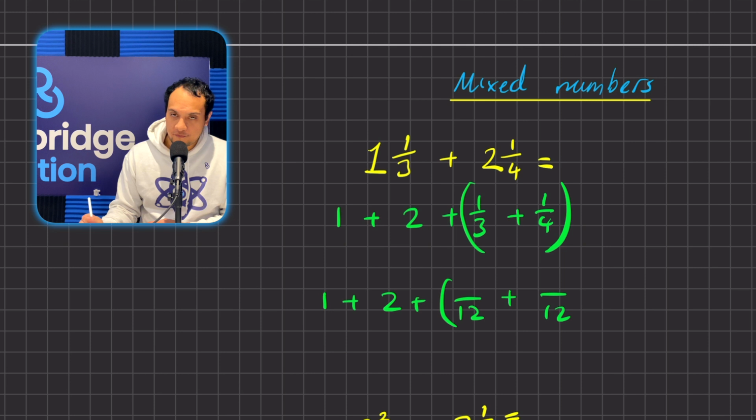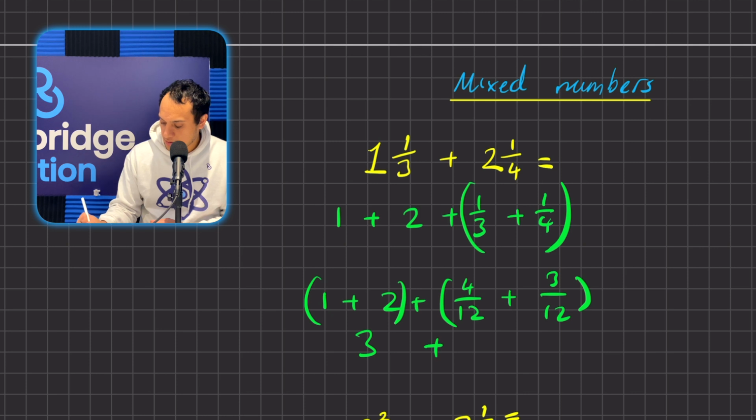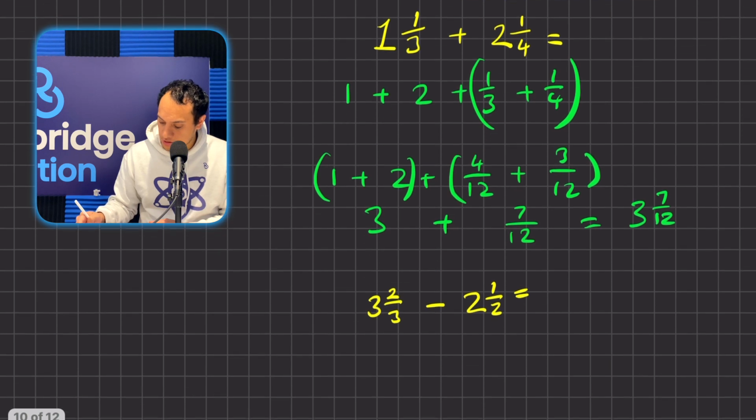So to get from 3 to 12, I times by 4. So I've got to times 1 by 4. And I get 4 over 12. And then to get from 4 to 12, I need to times 4 by 3. So I need to multiply the top by 3 as well. So I get 3 over 12. 4 plus 3 is 7. So what I'd get is, if I were to group these together, I get 3 plus 7 over 12. Therefore, our answer is 3 and 7/12. That's a nice little addition.